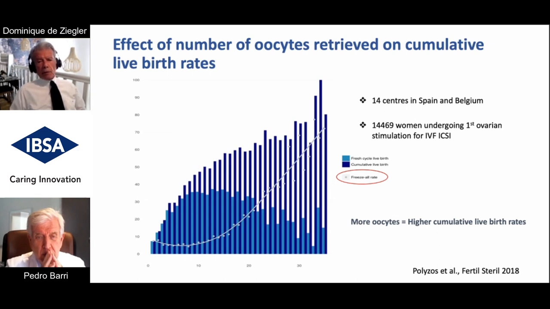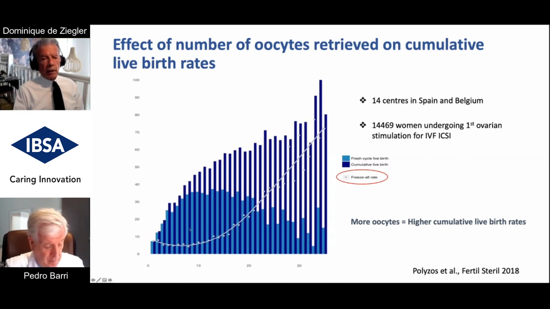Now, a very important study by Nikos Polyzos actually looks at the impact of the number of oocytes you get, because again, things have changed. We now understand with the antagonist protocol that we can prevent hyperstimulation, and therefore what really counts is what is optimal for the patient. And you see that with the fresh and cumulative live birth rate, with the fresh, you have a plateau at about 15 oocytes retrieved, but this increases when you look at the cumulative live birth rate.